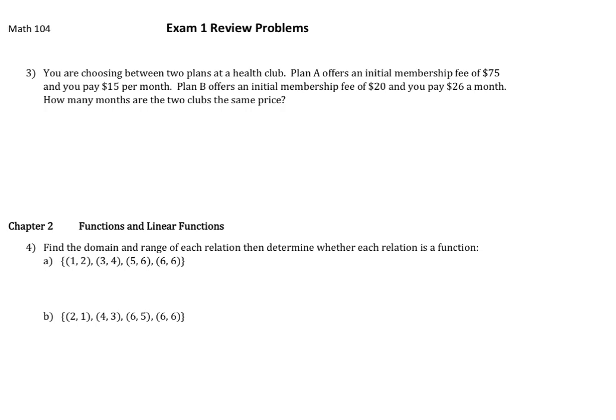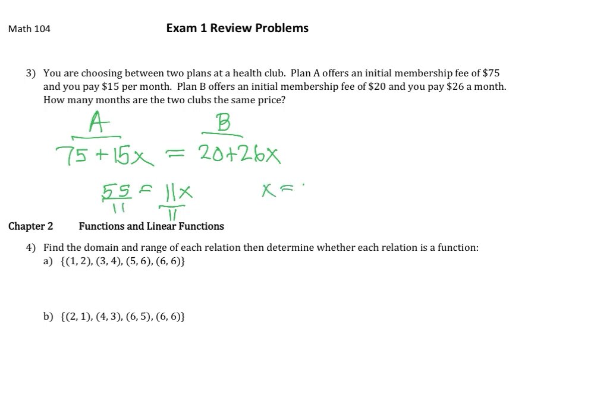All right, this next question tells us we have two plans and we want to find after how many months the two plans are the same cost. We have plan A, which gives us an initial cost of $75 plus $15 per month, and plan B, which is $20 plus $26 per month. Each one of these represents the total cost for each plan. If we set those equal to each other and we solve, we get 55 equals 11x, and dividing both sides by 11, we get x equals 5.